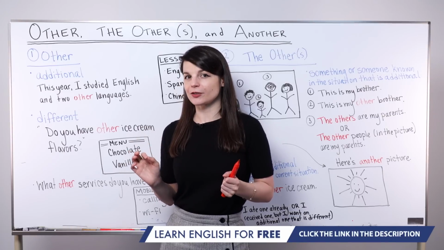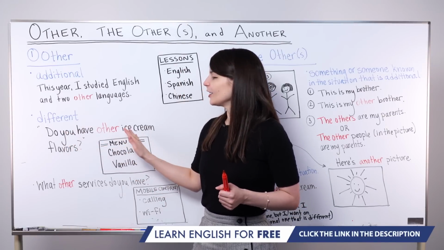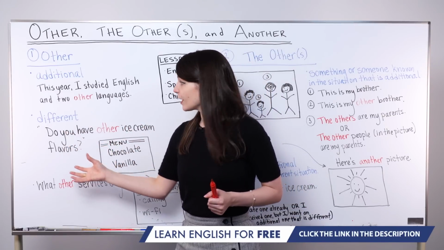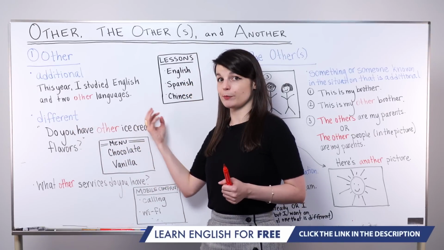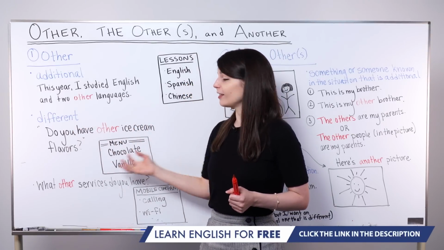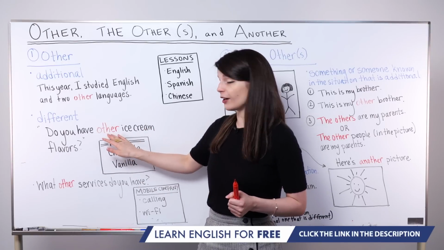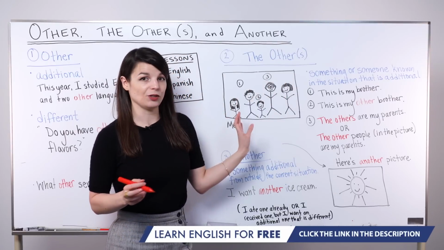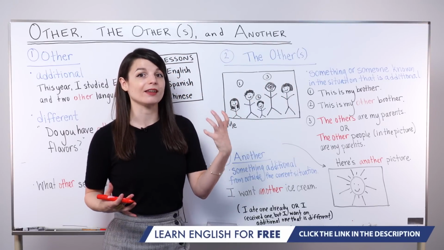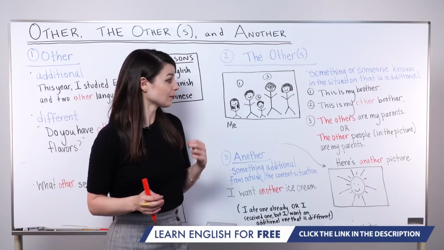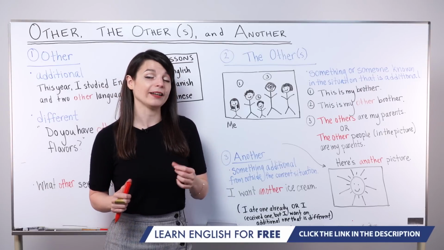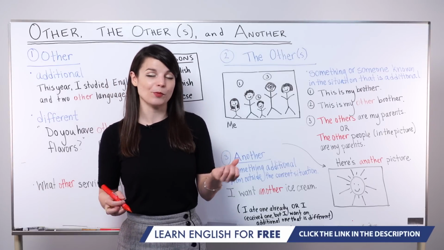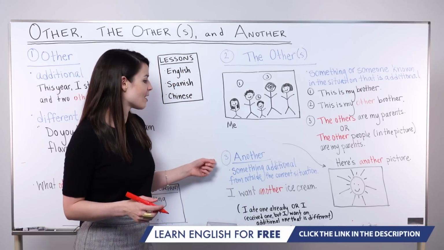Would not be natural. So make sure that if you're just asking about additional or different possibilities from within the situation, you use "other." If you want to ask about something known in the situation, use "the other." So with that in mind, let's continue on to the last point, number 3, "another."